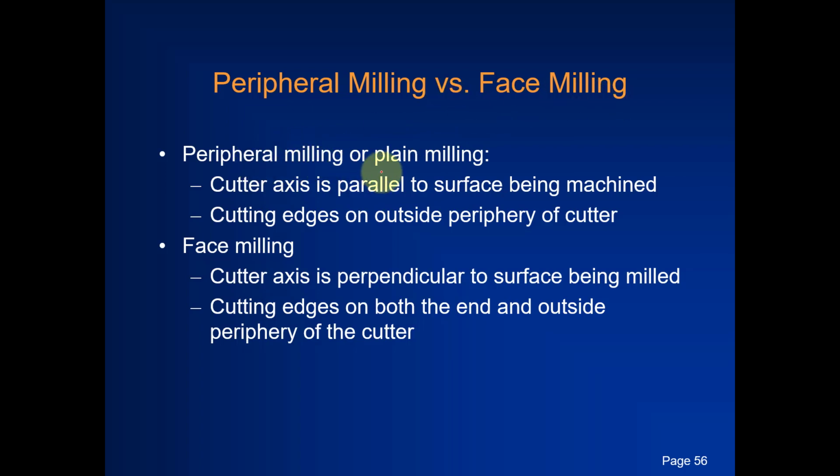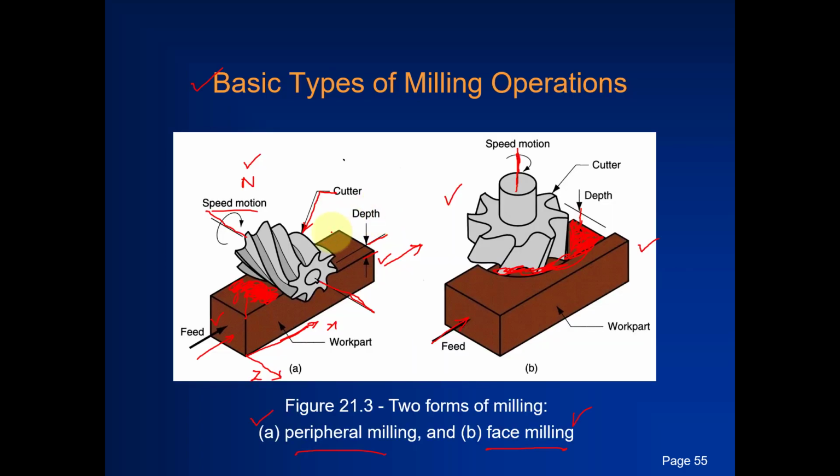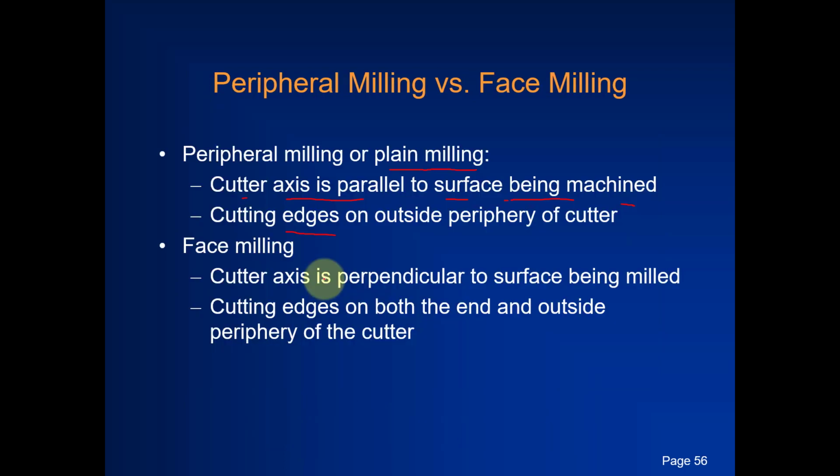Peripheral milling is also known as plane milling. The cutter axis is parallel to the surface being machined, and the cutter edges are on the outside periphery of the cutter. So you can see that this axis is parallel to this surface, and the cutter edges are the outer edges. Clear? These are the cutter edges on the outer periphery of the cutter.